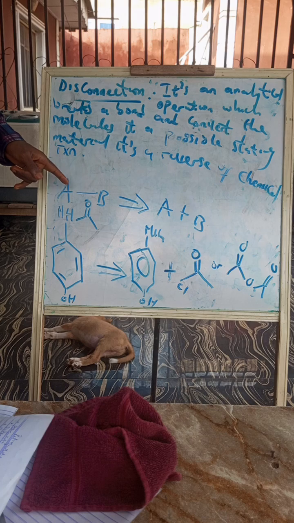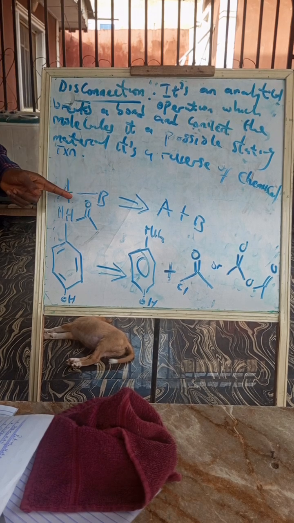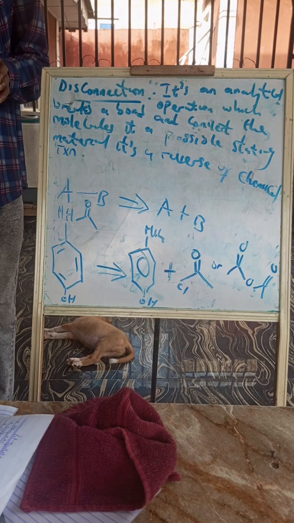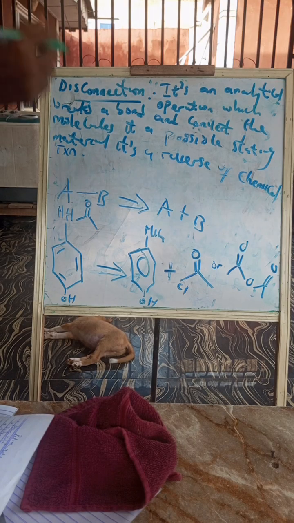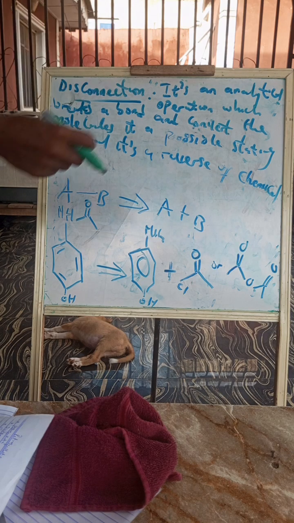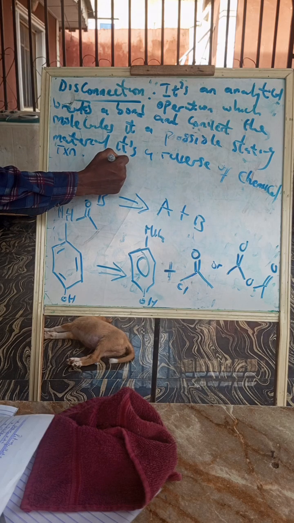For example, you have A and B attached to a bond, and you want to disconnect them into two distinct molecules. So the next thing is to disconnect. How do we disconnect? We break down the bonds, which is bond breakage, known as cleavage. We use this sign for bond cleavage.